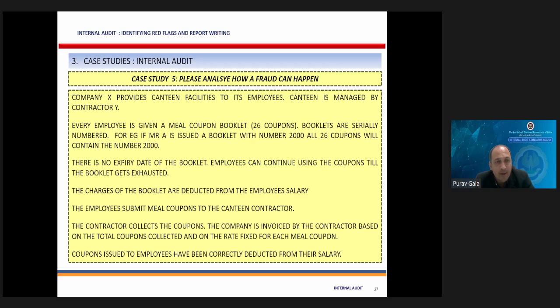The employees submit the meal coupons to the canteen contractor. The contractor collects the coupons. The company is invoiced by the contractor from total coupons collected and on the rate fixed for each meal coupon. Coupons issued to employees have been correctly deducted from their salary. Very important. As far as this portion is concerned, of issuing coupons and deducting it from their salary, it is absolutely fine. There is no anomaly.